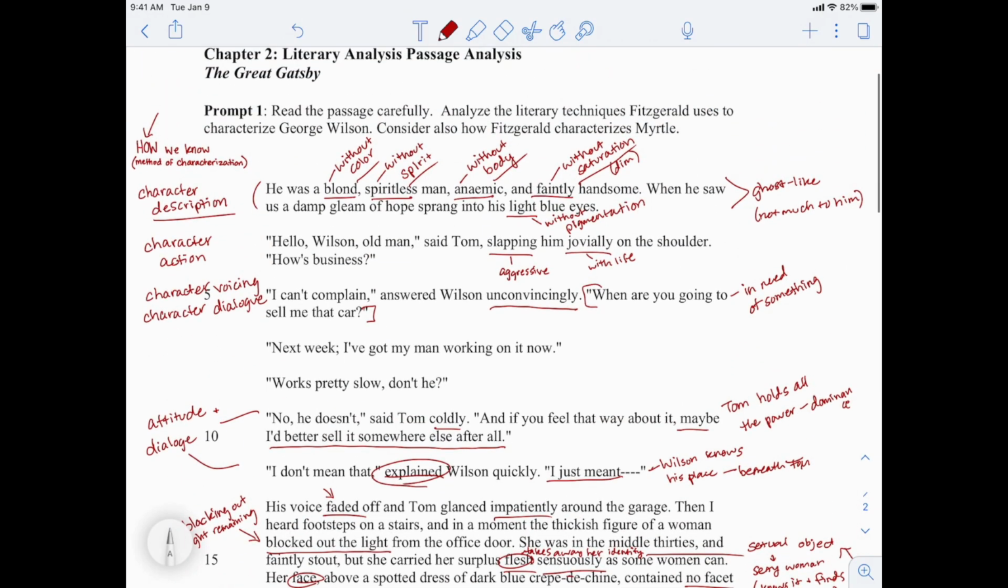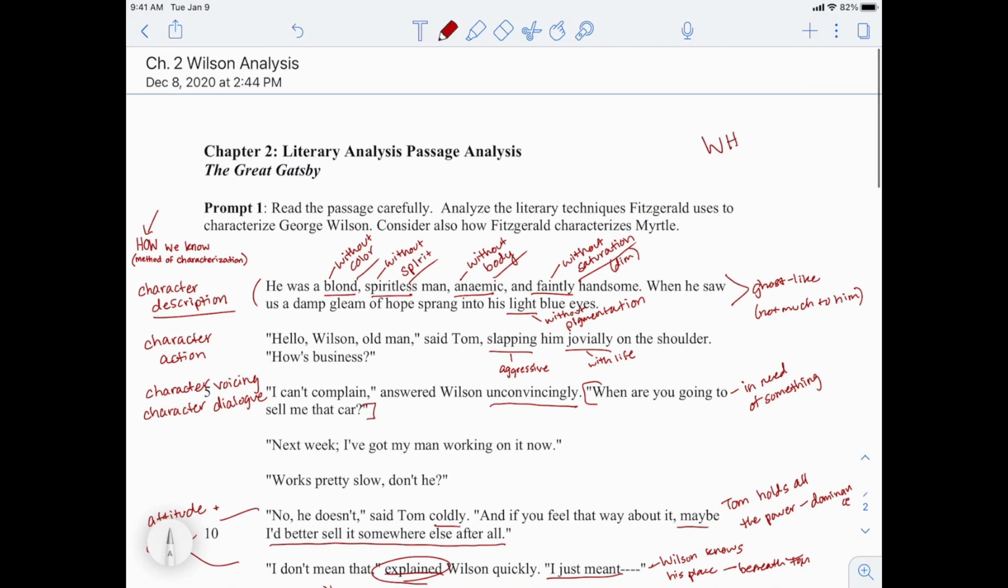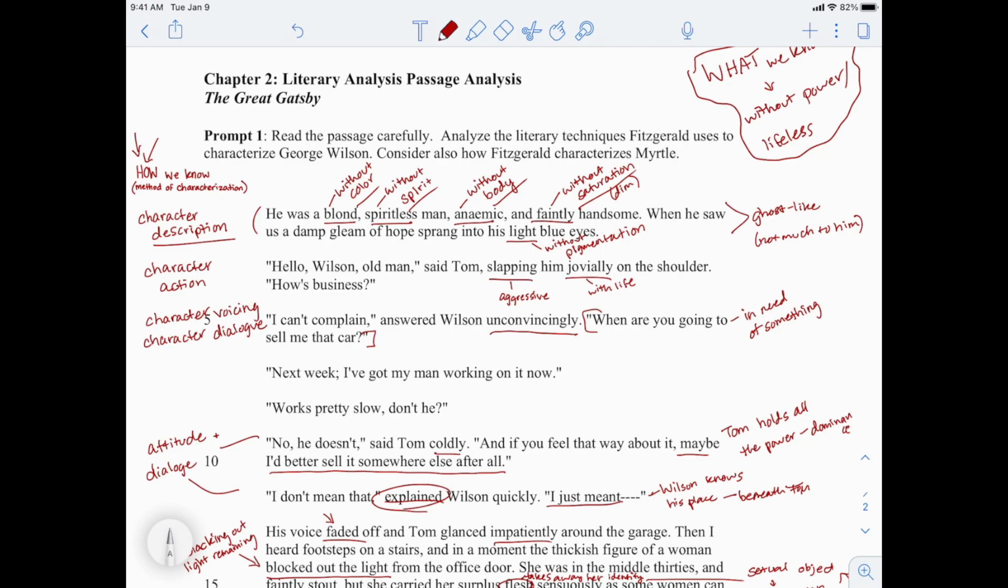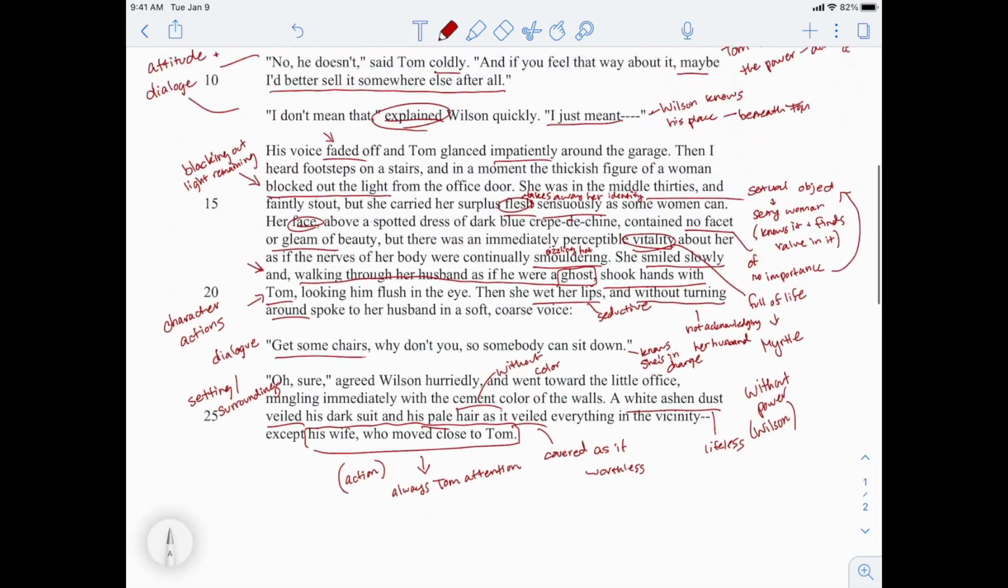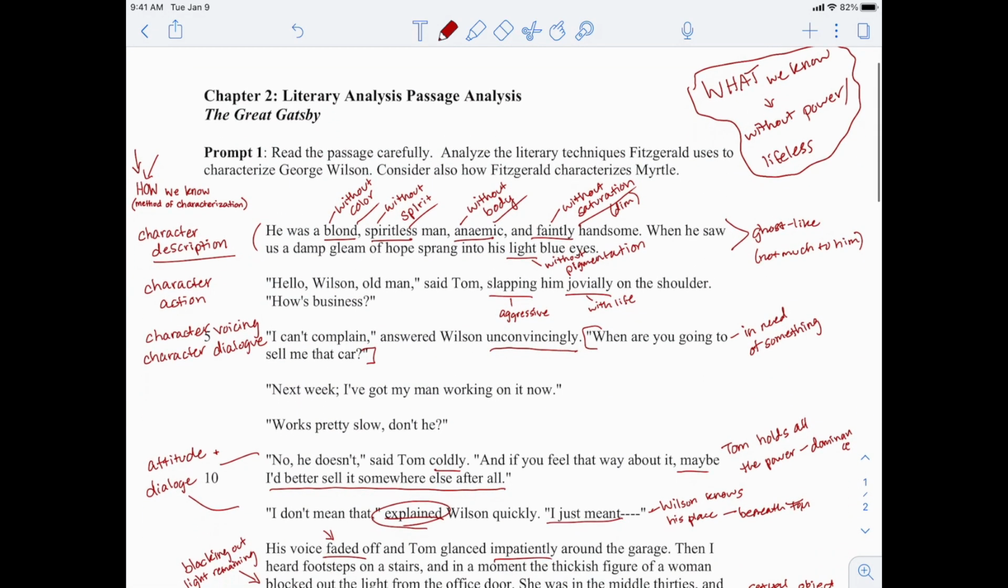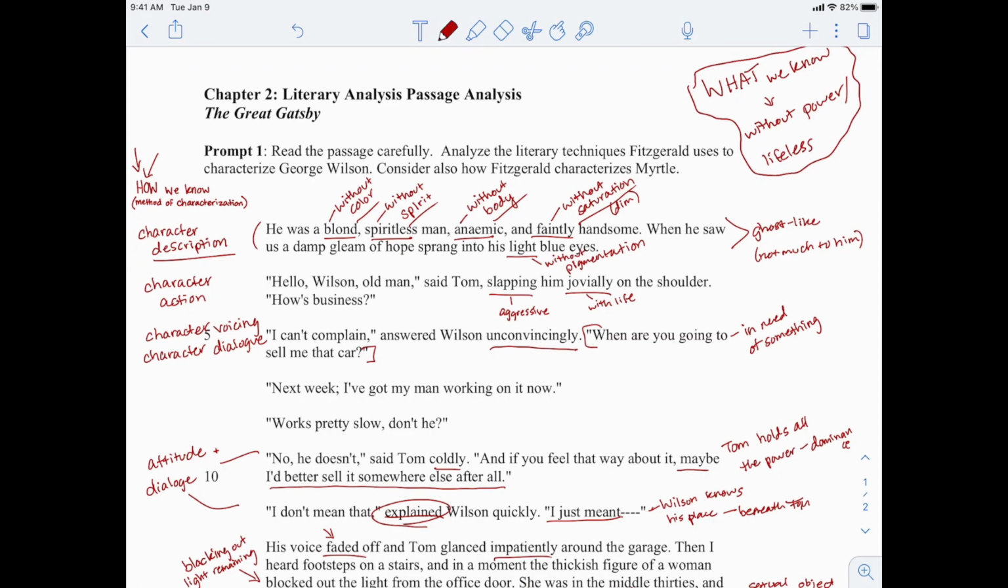Through this passage, overall, what we know about Wilson is that he is really without power and without life, or lifeless, right? He's got kind of a sad existence. So that's really what we know about George Wilson. How we know it, okay? You can see that through a number of different things all along the left side there. So make sure that you have all your annotations there, and then submit this back to Canvas as a PDF.